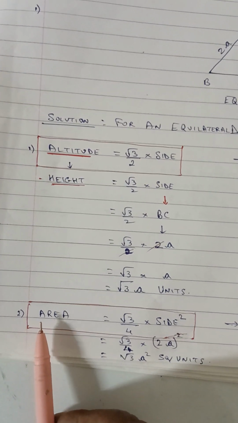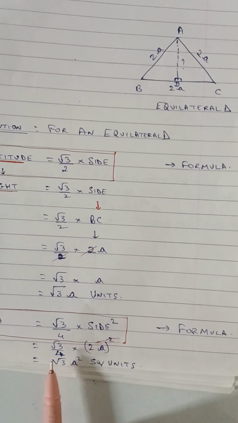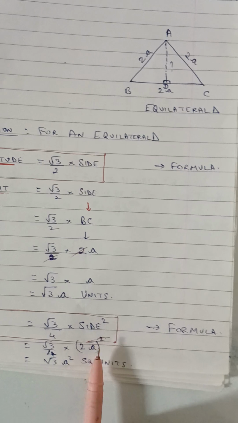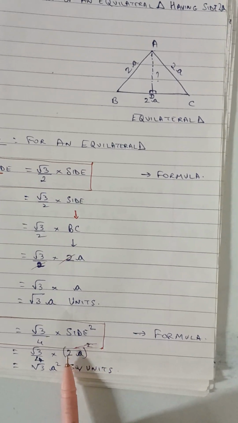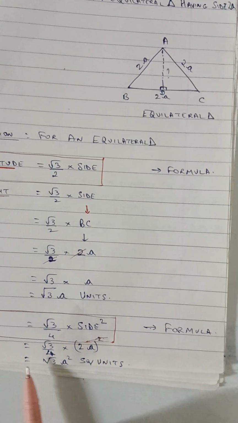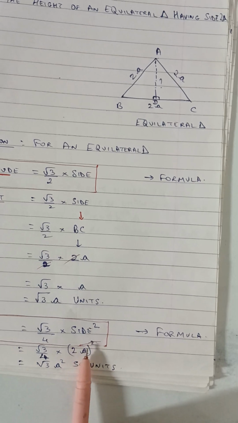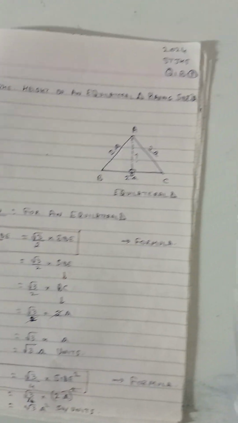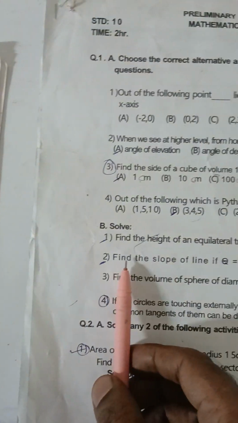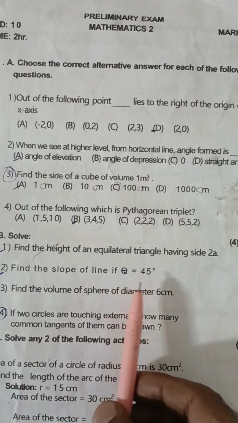In case we have to find area, the formula for area is √3 upon 4 into side square. √3 upon 4 into 2a the whole square. When the square comes in, it will become 4a square. The 4 and 4 will get cut off. Since I have no space over here, what is left over will be √3a square units. Next, find the slope of the line if theta is 45 degrees.